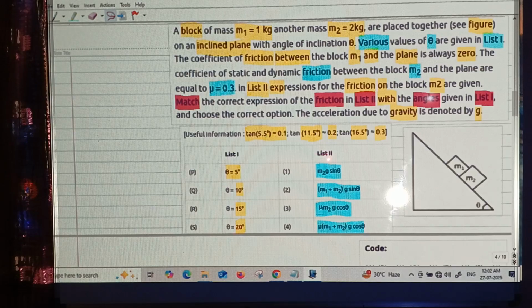And list 2 is the friction value on this block M2. There is no friction on M1 because it's smooth. So the friction values are M2 g sin theta, (M1 plus M2) g sin theta, mu M2 g cos theta, and mu (M1 plus M2) g cos theta. You can pause and look at this question. You have to match each option in list 1 with the corresponding correct value for the friction in list 2.